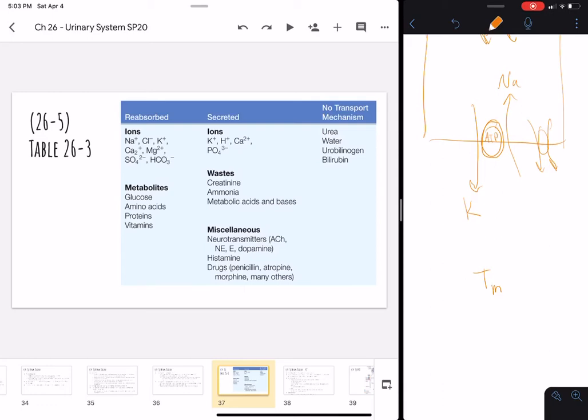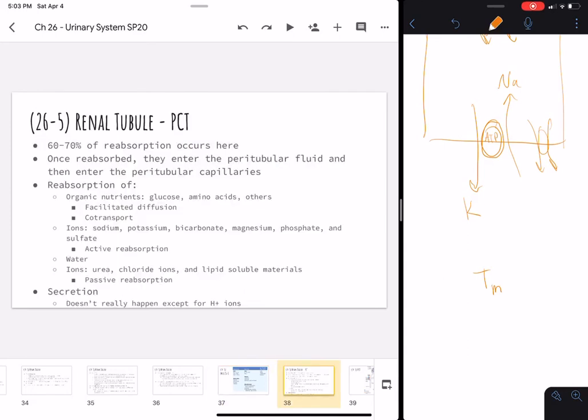Table 26-3, I thought this was a really useful table to independently talk about what things are being reabsorbed and what things are being secreted and what things are going to end up in the filtrate no matter what, because we have no way of transporting it across the membrane of the nephron. And this is a good starting point if you're still confused on what is and what isn't urine and what is or isn't filtrate. This might be a good starting point for you, so I included it in the notes.